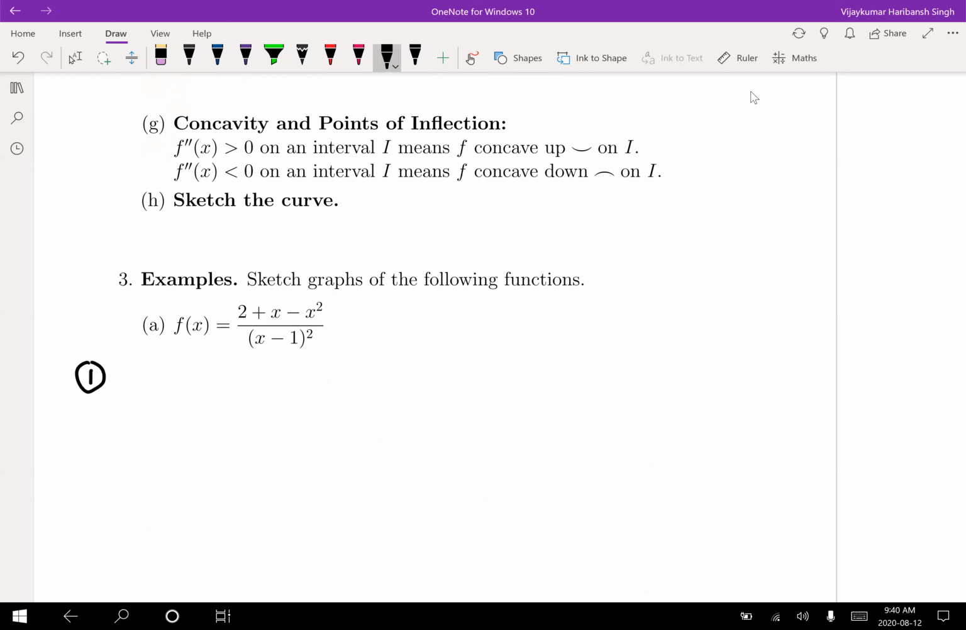So the domain of the function, I'll use D of f, is all real numbers except... now in this case, we have a fraction. The numerator is defined at every value. The denominator is also defined at every value. So the function is defined everywhere except when the denominator becomes 0, and the denominator becomes 0 at 1. So the domain is all real numbers except 1.